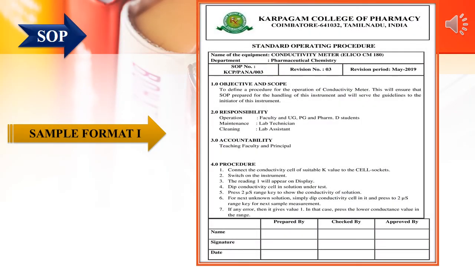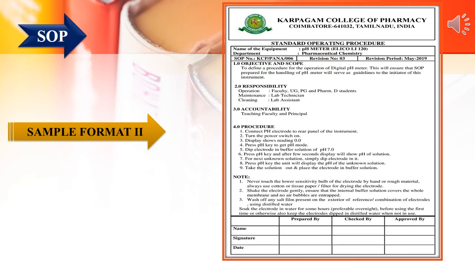Here you can find the sample format of an SOP that we are using in our institution for analytical instruments. Here you can find it for the conductivity meter. Find the second sample format of an SOP that we are using in our institution. Here you can observe, for the pH meter, the points we have focused on for preparing it, and you can use the same as a sample format during your exams also.